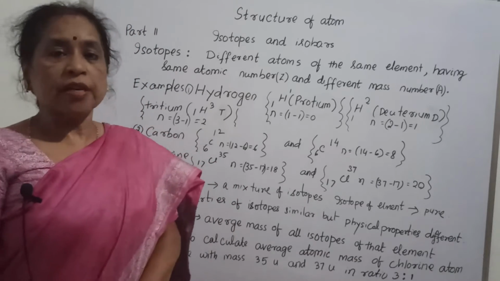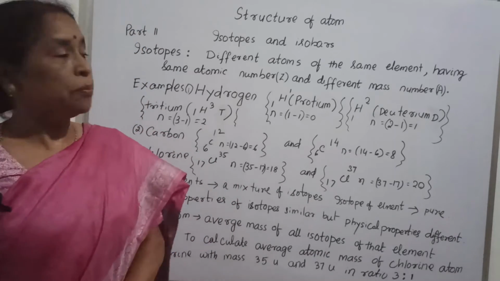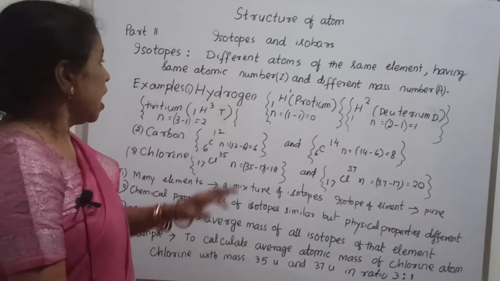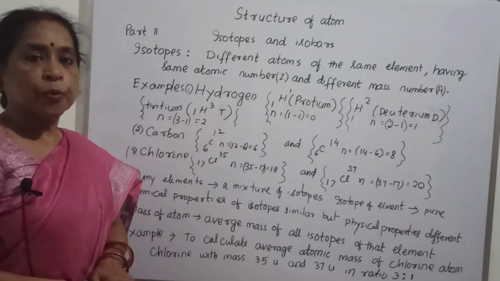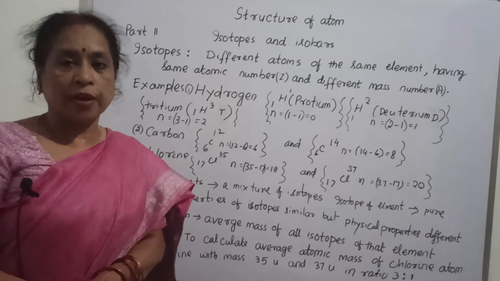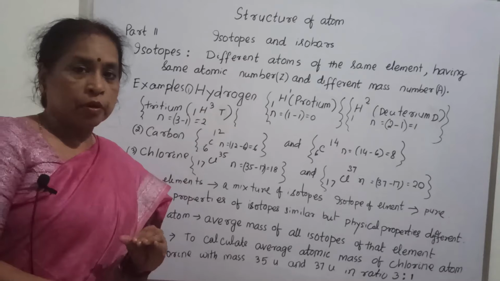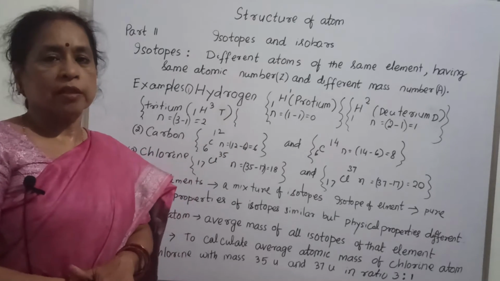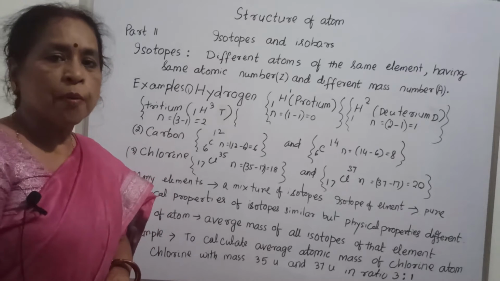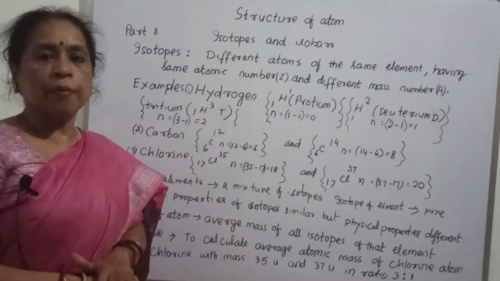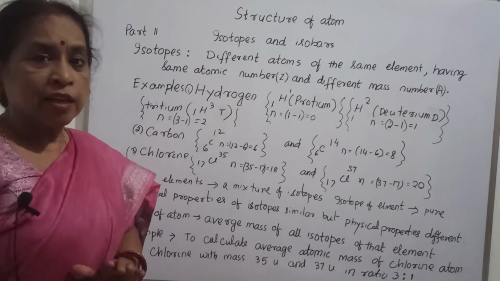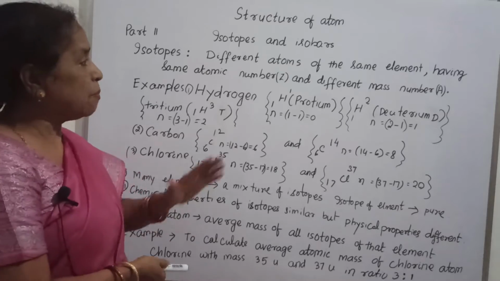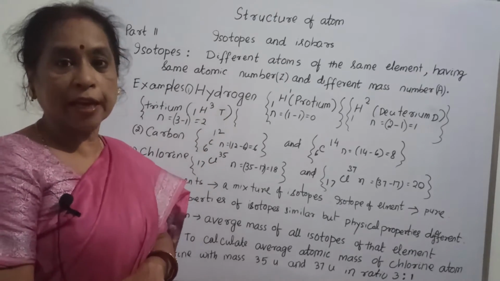Before isotopes and isobars, again I want to remind you what is meant by atomic number and mass number. Atomic number means the number of protons inside the nucleus of an atom. And what is mass number? Mass number means the number of protons plus the number of neutrons inside the nucleus. Atomic number is represented by Z and mass number is represented by A.